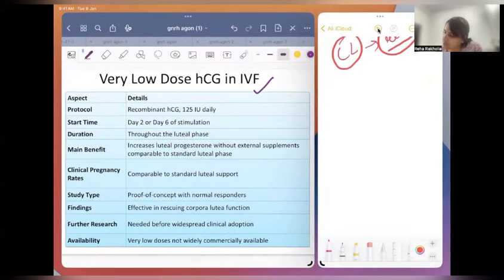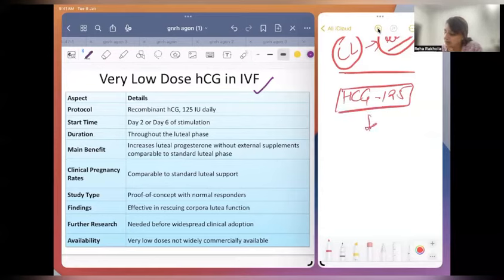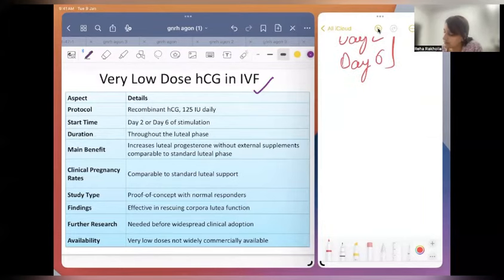Now we come to very low dose HCG. Very low dose means how much? 125. Okay, 125 IU, we'll start at day 2 or day 6 of stimulation, and we'll continue it throughout the luteal phase.